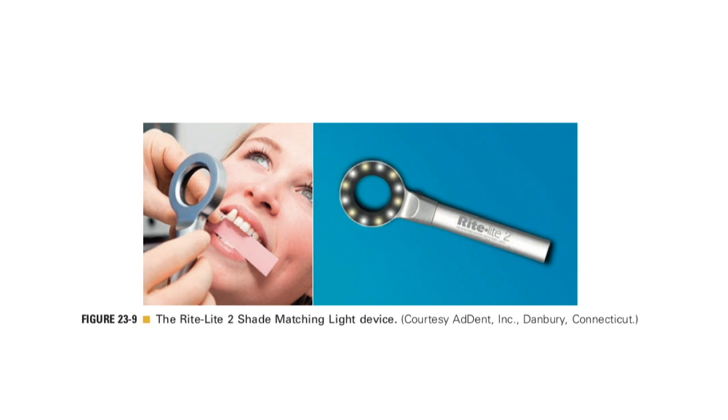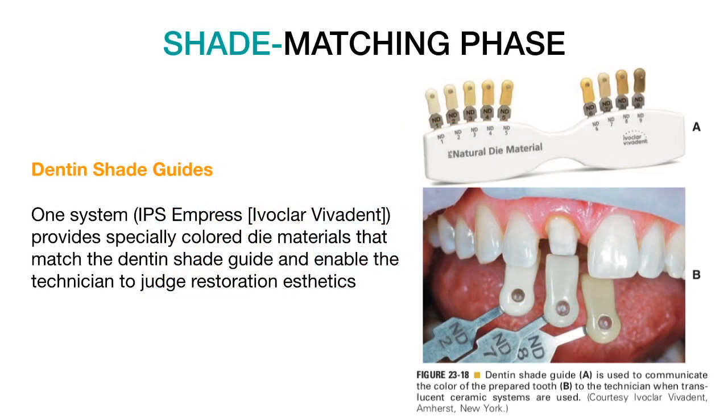We have many machines, shade matching light devices, that detect the shade. We can use the dentine shade guide. Always take a shade before preparation and after preparation, and take the color of the ND color, that means the dentine shade color. There is a system, IPS Empress by Ivoclar Vivadent, that provides specially colored die materials that match the dental shade guide. After preparation, send it to the lab.